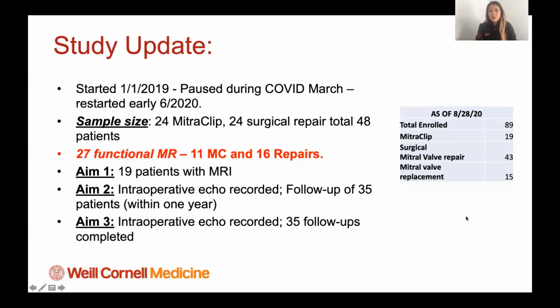So as of 8/28, we have enrolled 89 patients, trying to cast a broad net, but out of those, only 27 are ischemic MR patients. Our follow-up is pretty robust so far, with an intraoperative TEE of 35 patients and a follow-up of 35 patients as well.